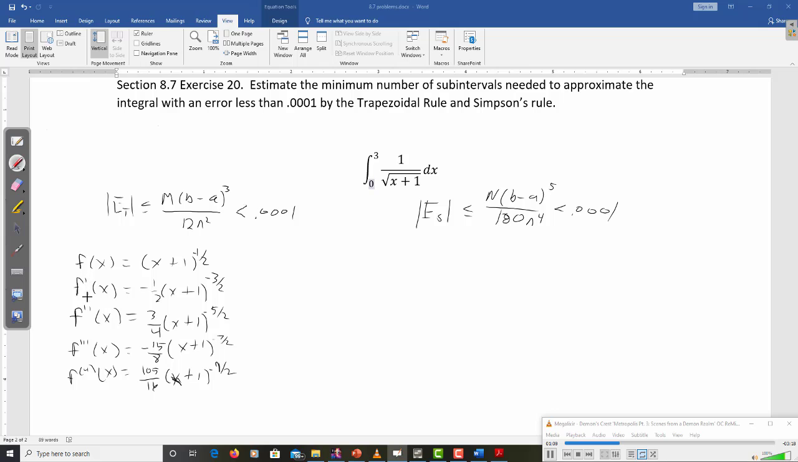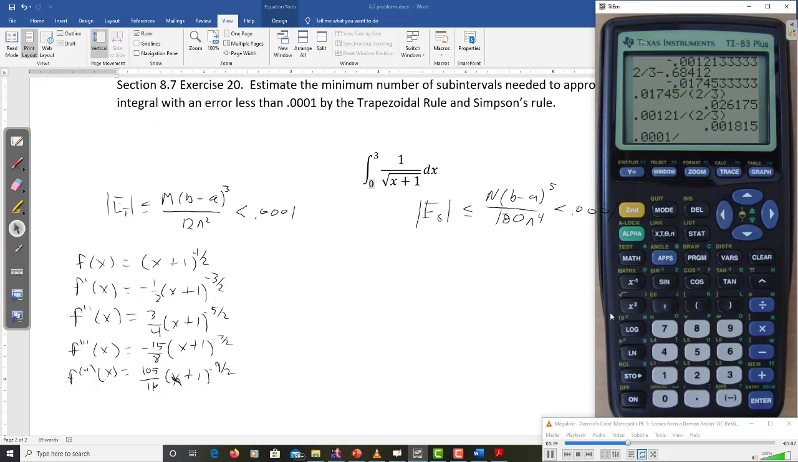So, now that we've found our second derivative and our fourth derivative, we look at the graphs. Already done this one here. If we look at the first one, negative 0.5. Oh, actually, that's the wrong one, isn't it?